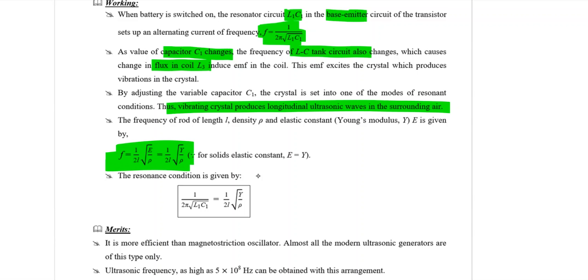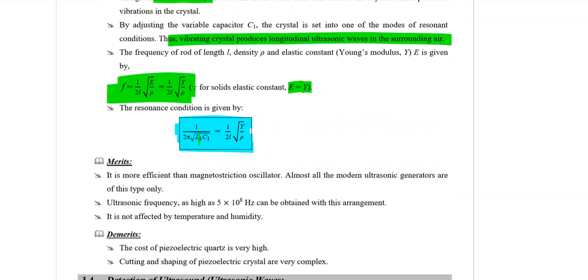Here, as the elastic constant for a solid is Young's modulus, E is equal to Y, and we get longitudinal ultrasonic waves with frequency 1 upon 2L under root Y by rho. And this is the frequency matching condition, the resonance condition, which we saw in the earlier theory of the magnetostriction generator: 1 upon 2 pi under root L1C1 is equal to 1 upon 2L under root Y by rho.